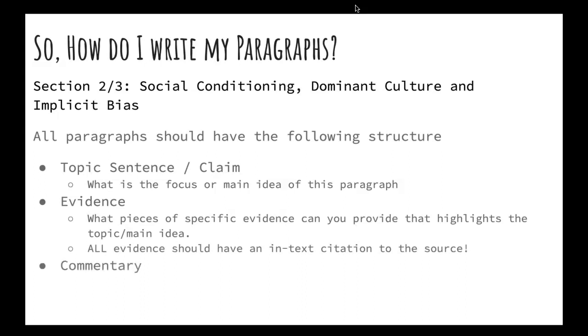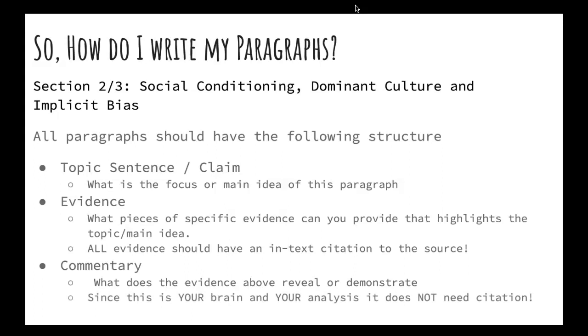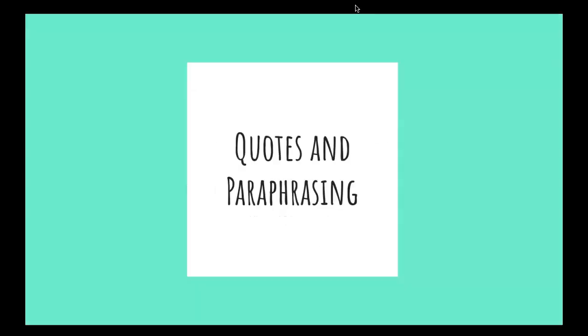Now, these paragraphs will be different in that you will have to add commentary, meaning what does the evidence that you just gave above reveal or demonstrate? Why does that evidence matter? When you're looking at that ad, that magazine, it's very similar to what you did on the resistant reading exam. Well, what does it reveal? So what? Why do we care about it? What are we seeing here? Because this is your brain at work, it is your analysis, it doesn't need a citation. So this is the basic paragraph structure for sections 2 and 3 of social conditioning, dominant culture, and implicit bias for this particular research paper.